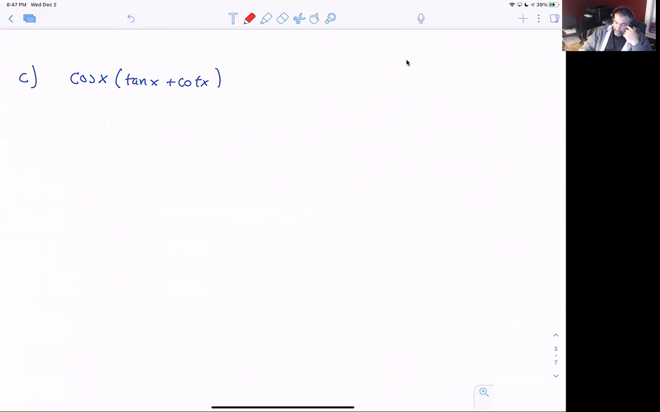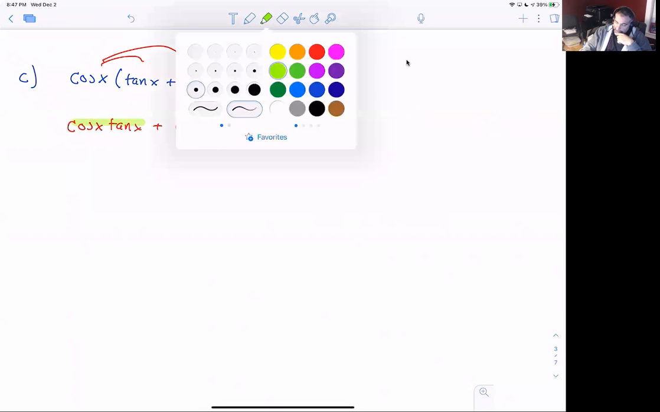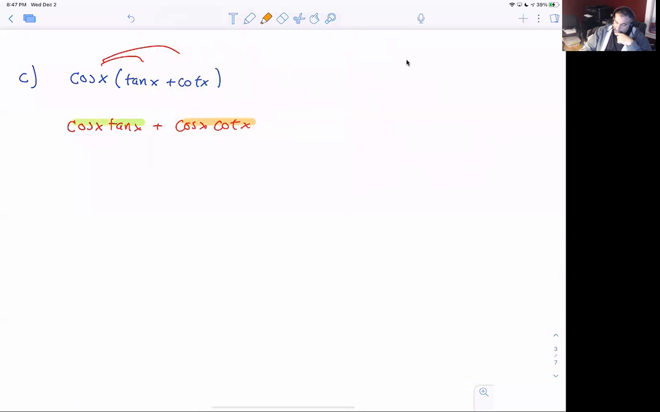So we could just start off by distributing this. There's nothing wrong with that idea. That would give us right here cosine x tangent x plus cosine x cotangent x. But now what I really want to do is look at this as two parts. I want to look at this as my first term, and then as my second term, and think about, can I simplify anything here?